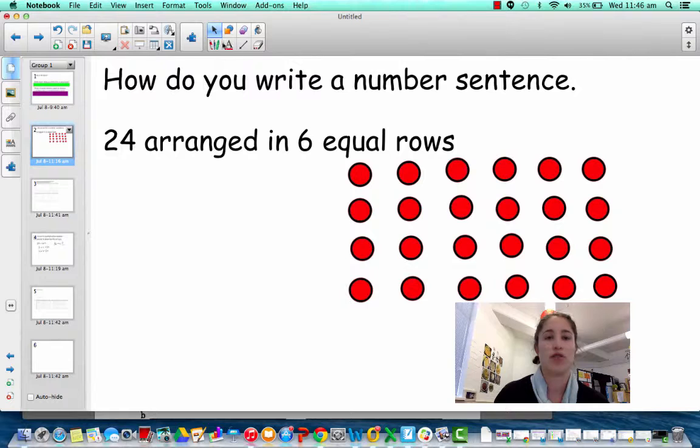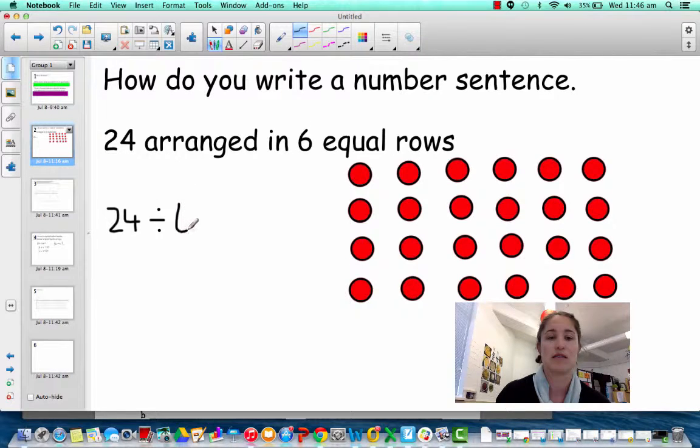So in order to write this down, I'm going to write 24. We always have to start with the biggest number at the front in division. Remember that, it's very important. Biggest number at the start. 24 divided by 6. Put it into 6. And the answer is, in each row, there is 1, 2, 3, 4. So 24 divided by 6, that equals 4.